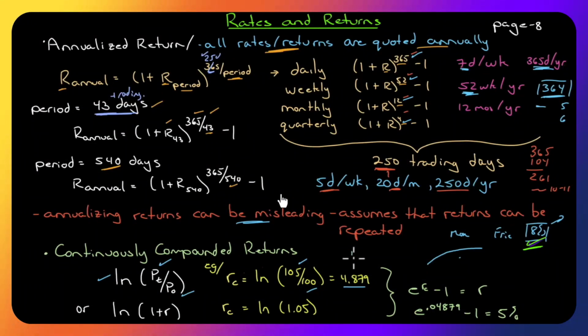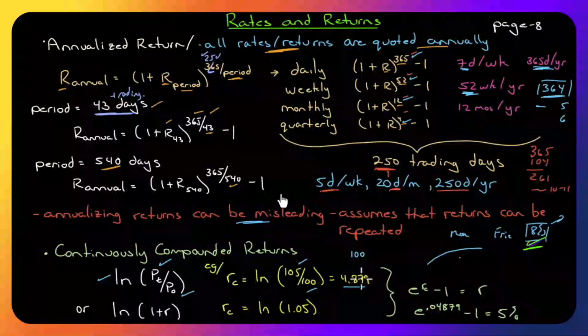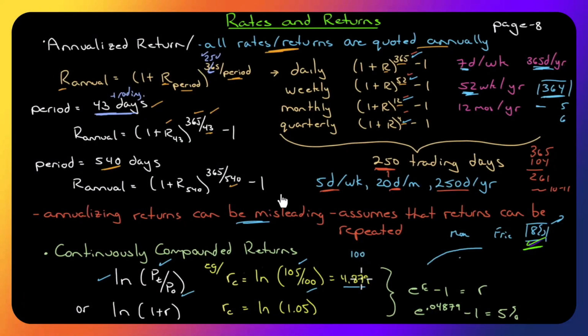It's saying that if we invested $100 and we earned 4.879% compounded continuously, we would end with 105. So an annual rate of 5% is equivalent to a continuously compounded rate of 4.879%. And we can always get to it by simply taking whatever the interest rate is, 1 plus R. Whatever annual interest rate we have, we can take the natural log of that. We get to a continuously compounded rate.